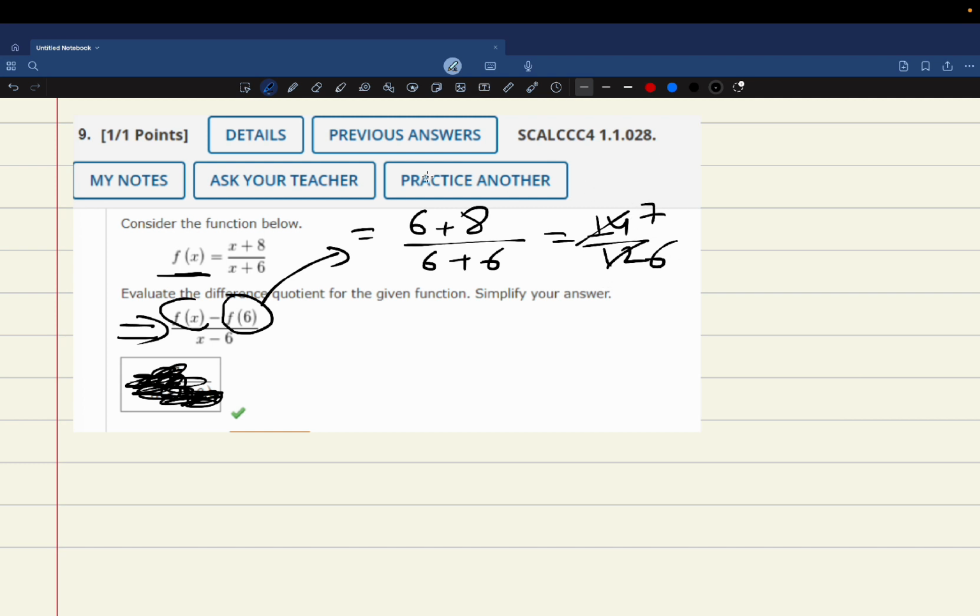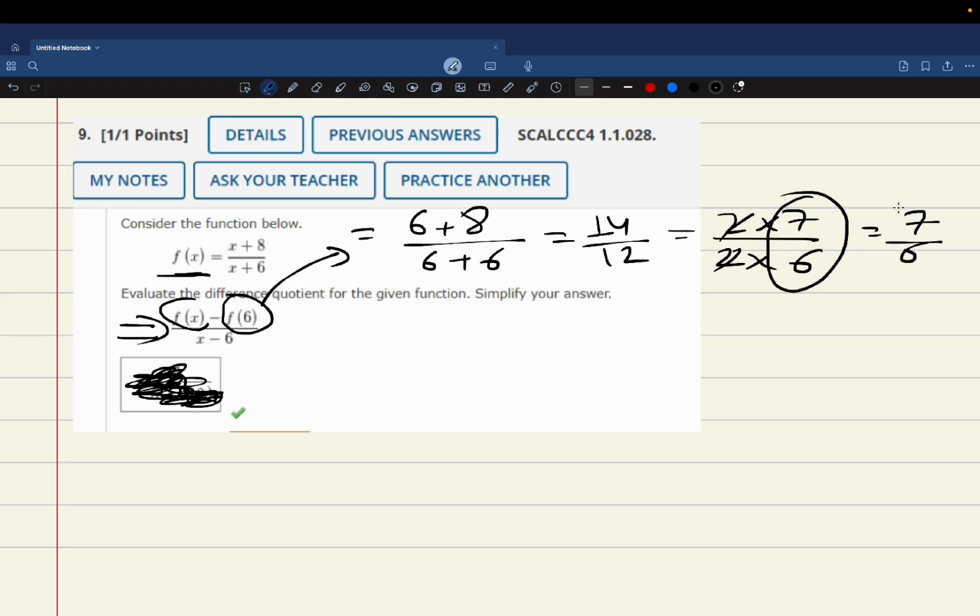Okay, so how did I do it? I'll do it again by explaining it. 14 over 12, you can also do it this way: 2 times 7 is 14, and 2 times 6 is 12. So you cancel out 2, and now you have 7 over 6, which is the more simplified and preferred format. So 7 over 6 is f of 6. Now we can add the value of f of x here, which is x plus 8 over x plus 6, and then minus f of 6, which is 7 over 6.